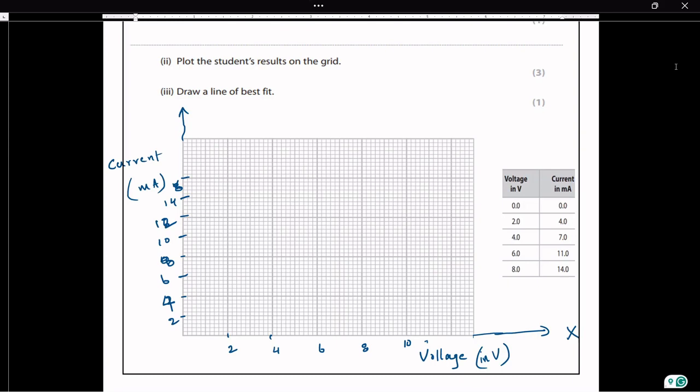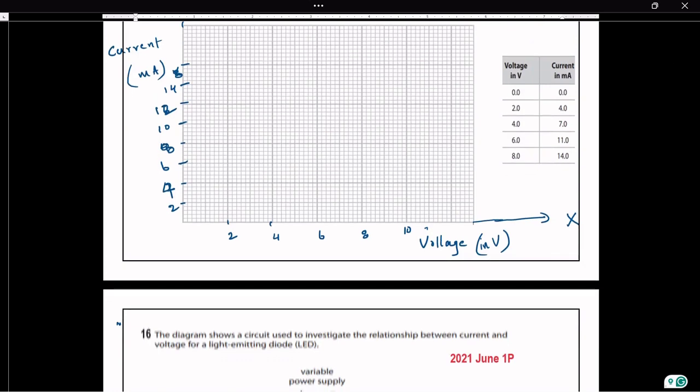Now let us mark the numbers. When the voltage is 0, current is 0. So this is starting from 0, 0, so origin is 0, 0. Let us mark that also. Voltage 2, current is 4. For voltage 4, it is 7, which is the middle of 6 and 8.